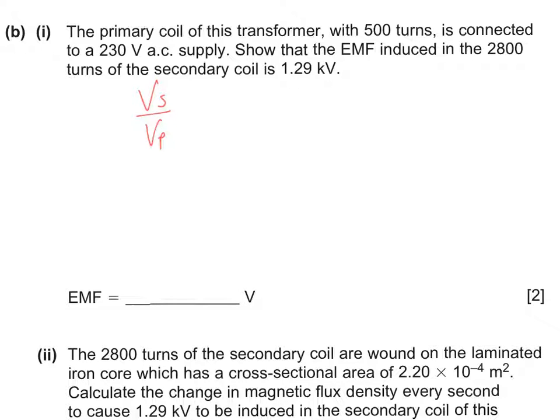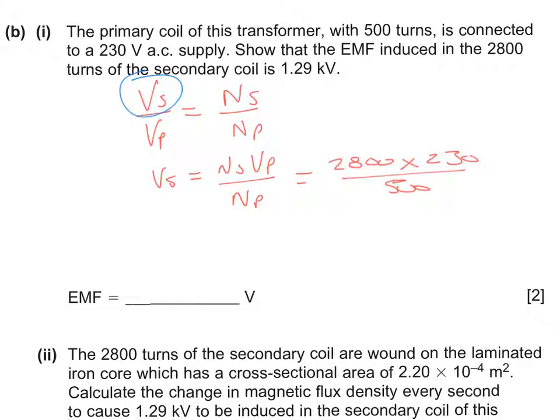So the ratio of the voltage at the secondary over the voltage at the primary is equal to the number of turns at the secondary over the number of turns at the primary. We're looking for the secondary EMF, so we just rearrange for that and then input some numbers. The number at the secondary was 2800, voltage at the primary was 230, and number at the primary was 500, and if we put those in we get 1288, which will be 1.29 kilovolts to 3 significant figures.